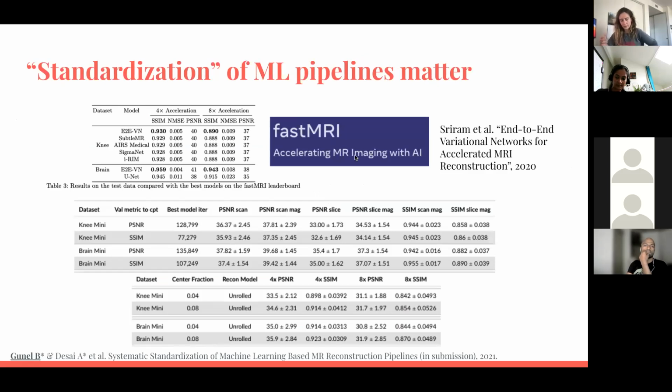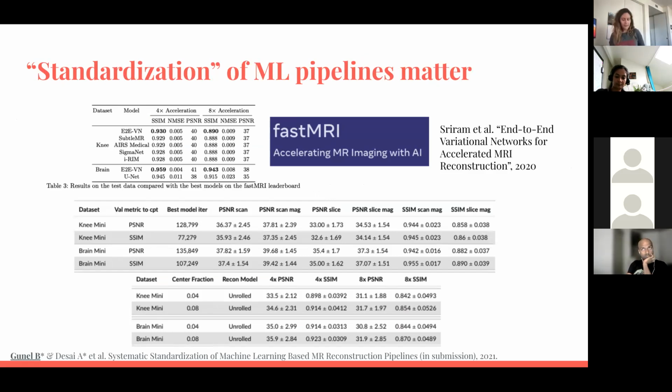But also I talked about how engineering pipelines play a big role in this. So this is work in collaboration with Arjun Desai, Akshay Chowdhury and John Pauly, where we look into how much different parts of the machine learning pipeline affect the end result.